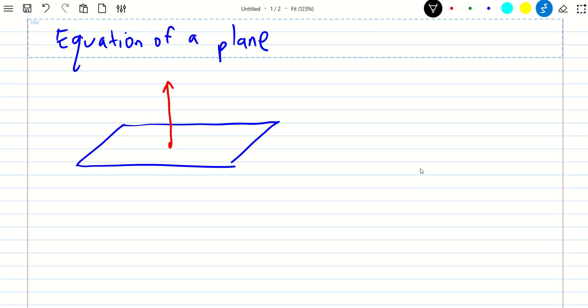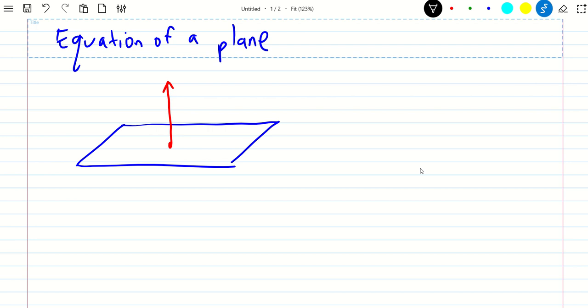Hello everyone. In this video, we're going to have a look at the equation of a plane. A plane is a two-dimensional shape, like a piece of paper sitting there in the air, and it's defined just in those two dimensions. Well, it's a three-dimensional shape because it moves in all three dimensions, but the shape itself is two-dimensional. So you can think of it like a flat piece of paper sitting in the air.